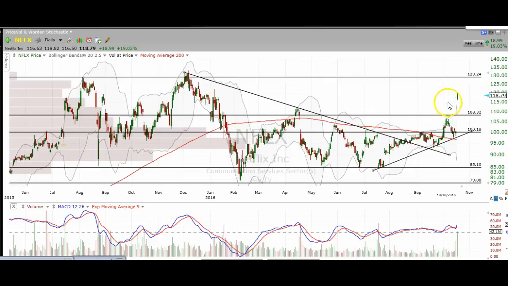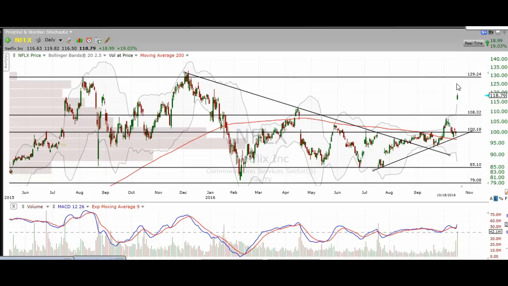So just be aware that if we end up breaking higher, that is going to be a point of resistance here for Netflix, and it more than likely at least takes a short-term pause. So trail those stops and see what you can get out of it. Very bullish at the moment. More than likely, it is heading up to that resistance level, so just be aware of that.